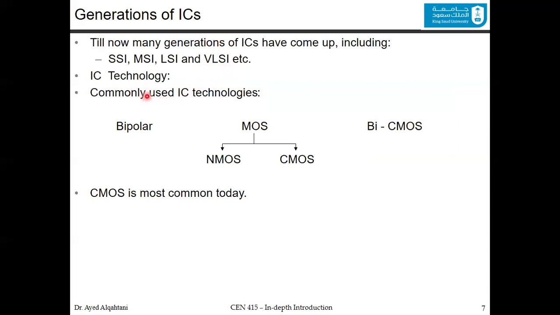There are so many technologies to build transistors. The commonly used IC technologies are bipolar, MOS, and CMOS. The MOS has two types, the NMOS and the PMOS. CMOS is the most common today, and that will be the focus at the start of this class. Later, we will also talk about NMOS design.